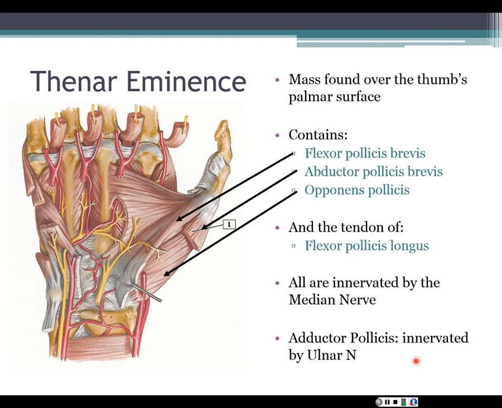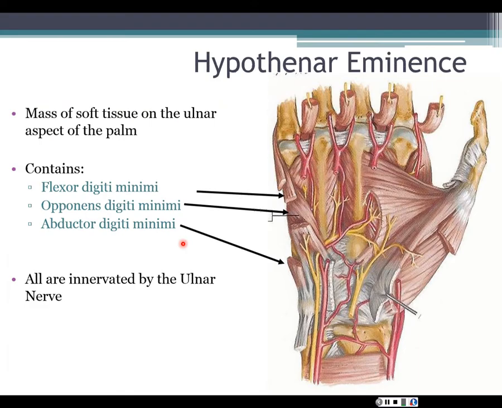The adductor pollicis, like I talked about, this muscle right here, is actually innervated by the ulnar nerve. So I don't know why it doesn't follow the rules, but that is one that is the ulnar nerve, even though it's on the medial side. So the thumb side was the thenar eminence. Now the other massive muscle we're going to talk about is on the opposite side, the pinky side, and this is going to be considered your hypothenar eminence. So this muscle group over here is your hypothenar.